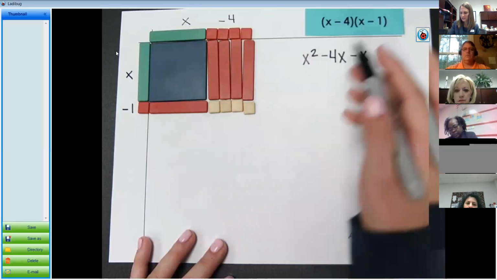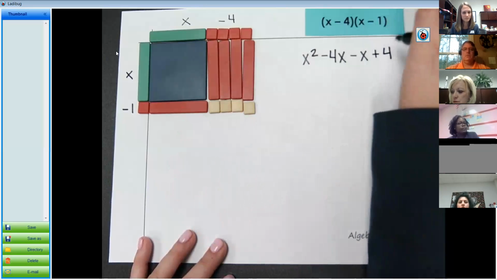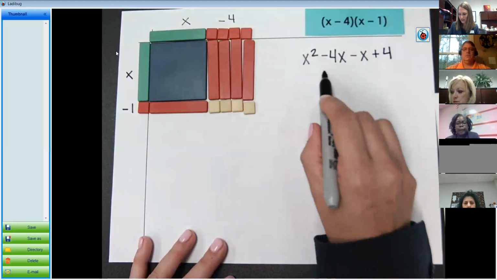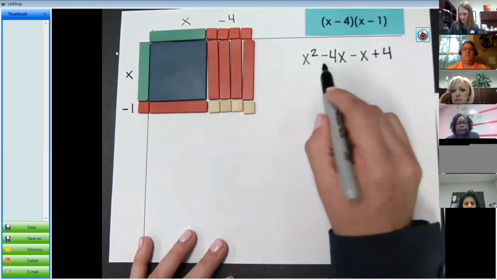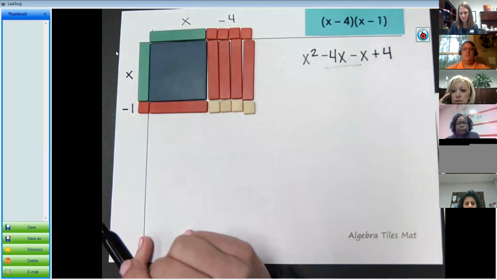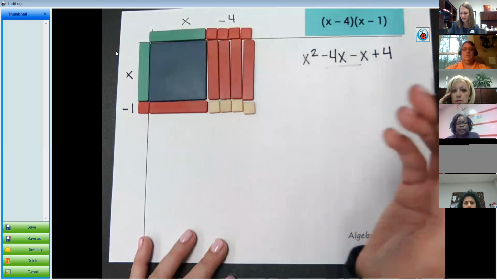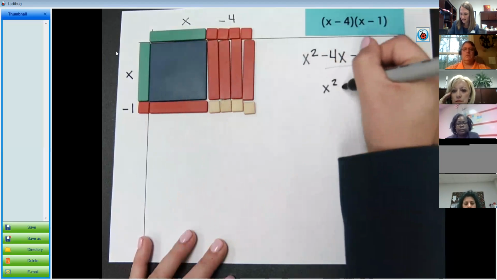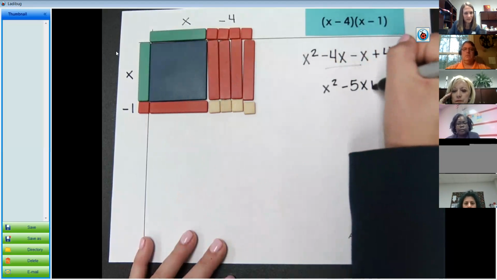And then this time, positive 4. So at this point, if I'm going through and putting it together, how many x's do we have? 1, 2, 3, 4, 5 negatives. So it's x squared minus 5x plus 4.